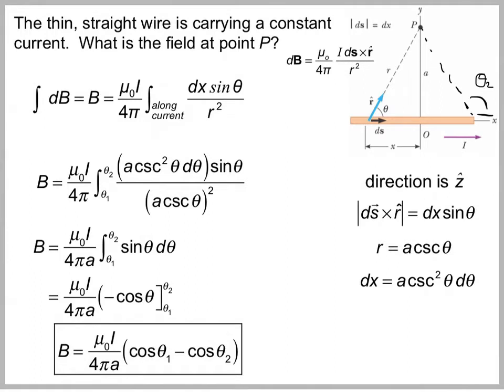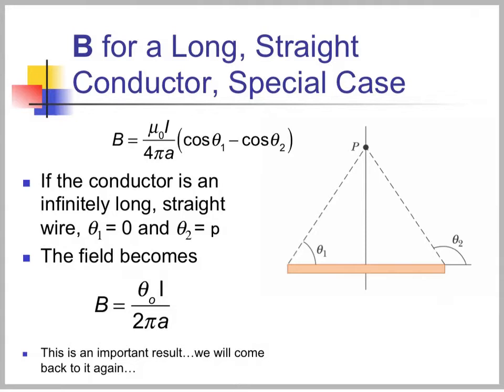So, if this conductor then was an infinitely long straight wire, then out at infinity theta 1 goes to 0 and theta 2 goes to pi. So if that's the case, then cosine theta 1 is 1 and cosine of pi is minus 1. So I get mu naught I over 2 pi a. Now this is an important result, and we're going to come back to it again later.